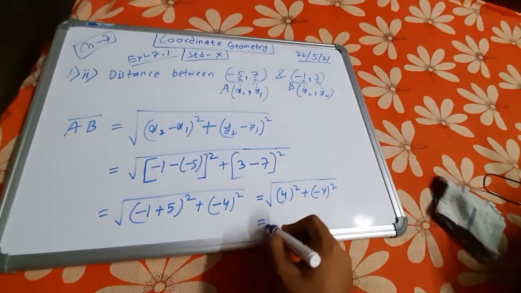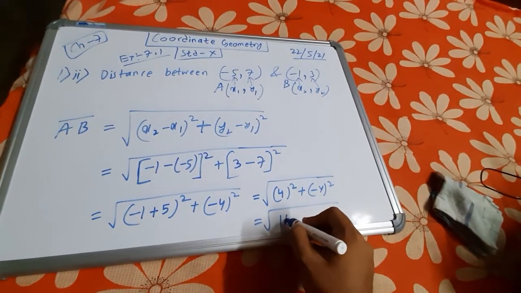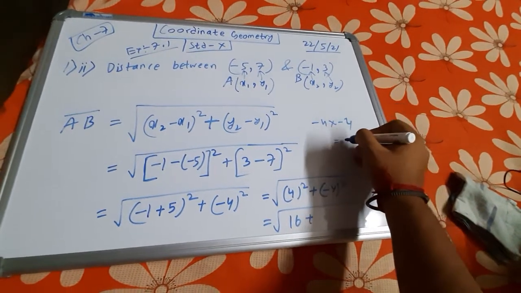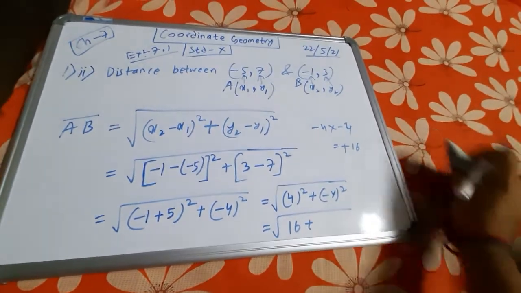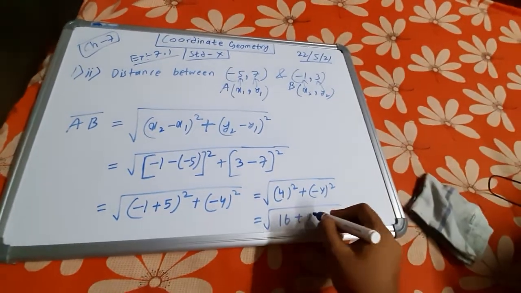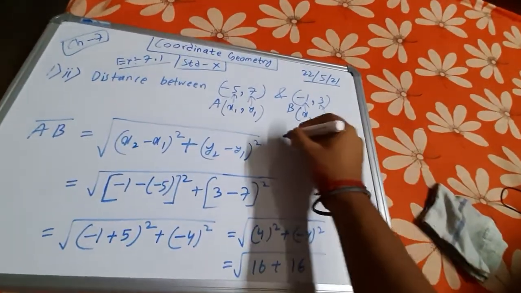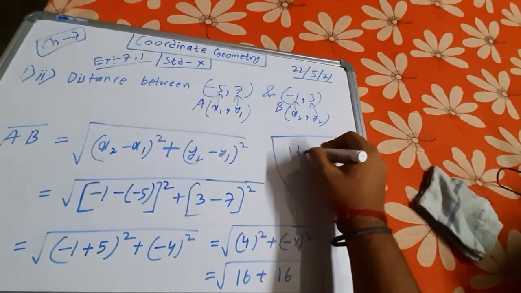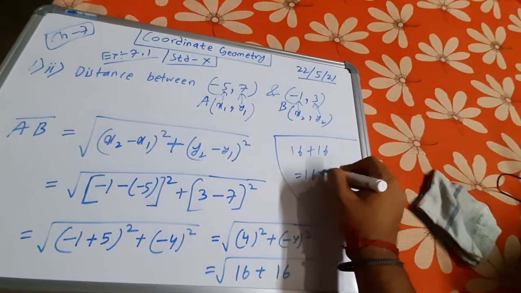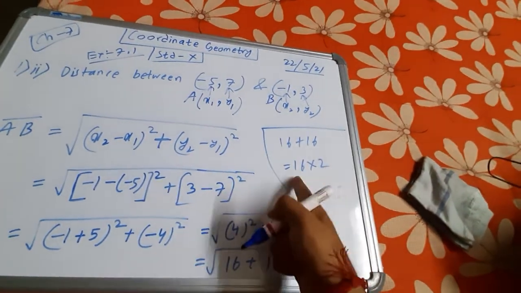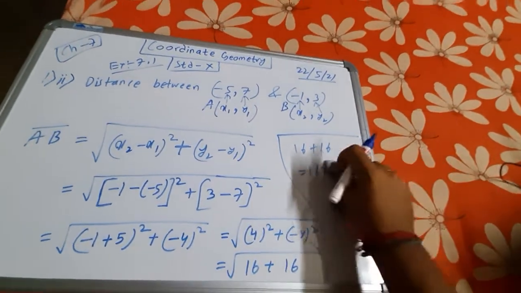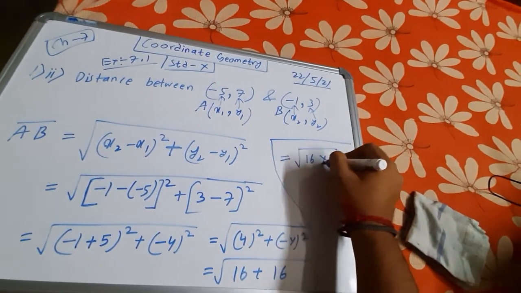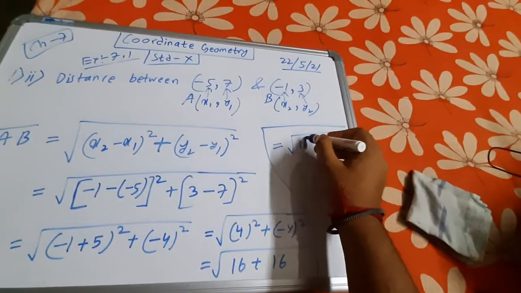Now let's square it. So what is 4 square? 4 square is actually 16. Now (-4) square is actually -4 into -4. That means minus into minus becomes plus, and 4 fours are 16. Again 16 is coming. Now I am just writing it over here because of shortage of space. So root over 16 plus 16. Now 16 plus 16, can I write as 16 into 2? Obviously 16 plus 16 I can write as 16 into 2. So root over 16 into 2.